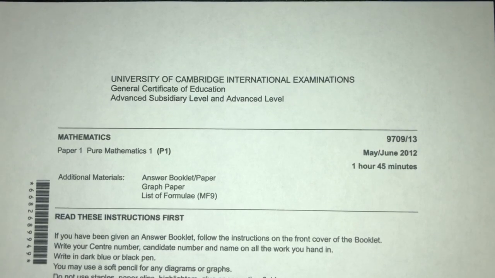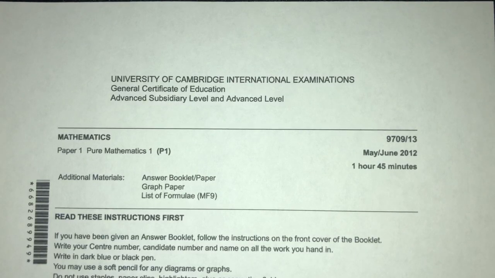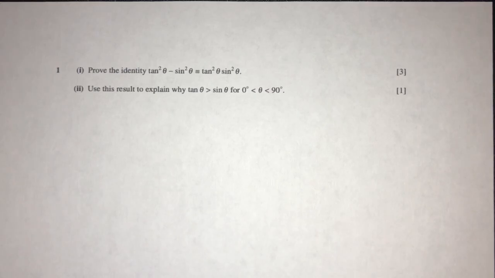This one is paper 1-3 of May-June 2012. Now, of course, this one is paper 1 of A-level math. Now, with that being said, let's move on to question number 1. So in this question, we have to prove the left-hand side is equal to the right-hand side. So as always, let's proceed step by step.